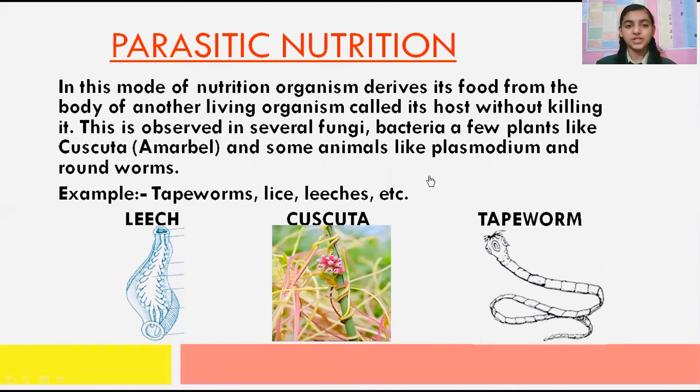Parasitic nutrition. In this mode of nutrition, an organism derives its food from the body of another living organism called its host without killing it. This is observed in several fungi, bacteria, a few plants like Cuscuta amarbel, and some animals like Plasmodium and roundworms. Example, tapeworms, lice, leeches, etc.